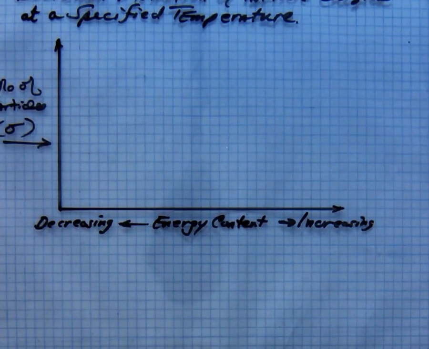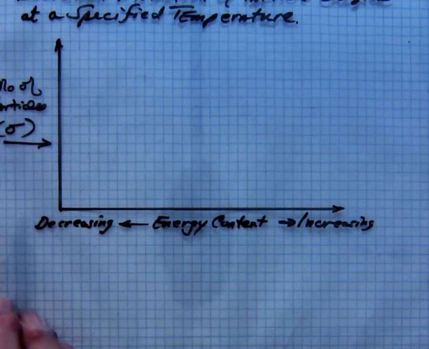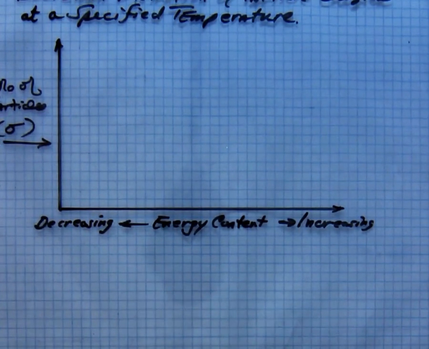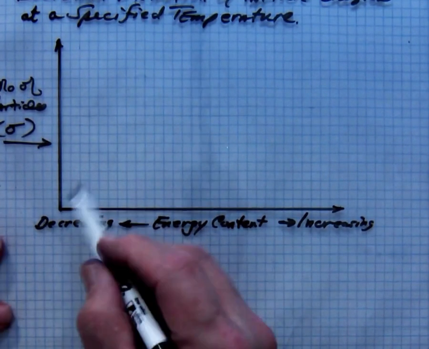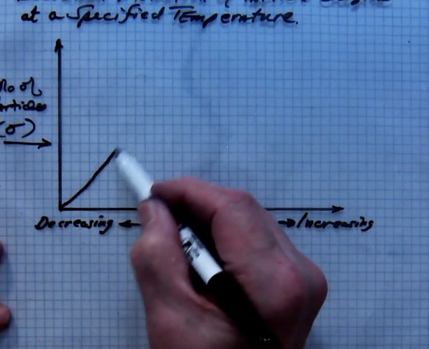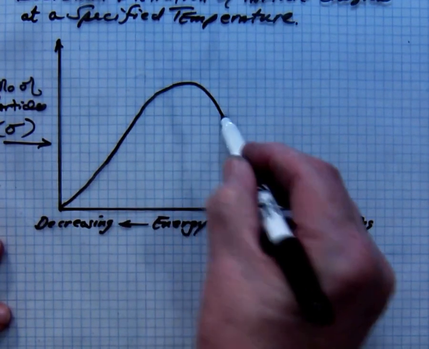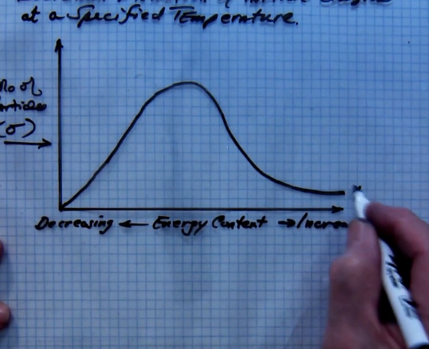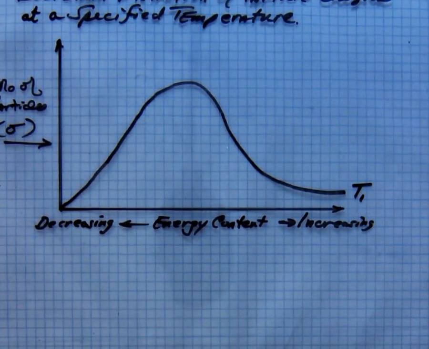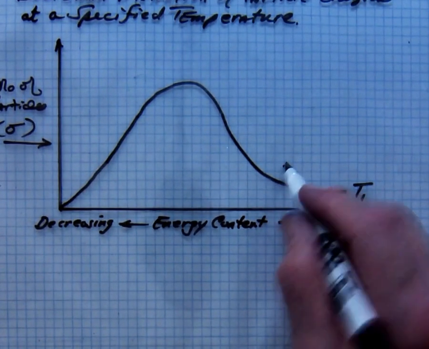Now, given a graph of the number of particles versus the general energy content of a large quantity of particles, in a typical chemical reaction at low temperature, or temperature 1, or say room temperature, you might have a curve that would be represented by this graph right here. We'll call that T1.